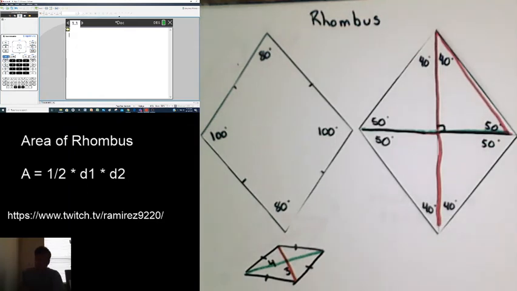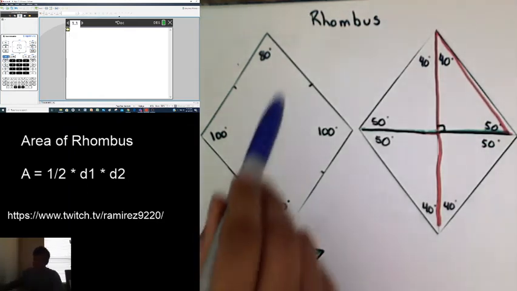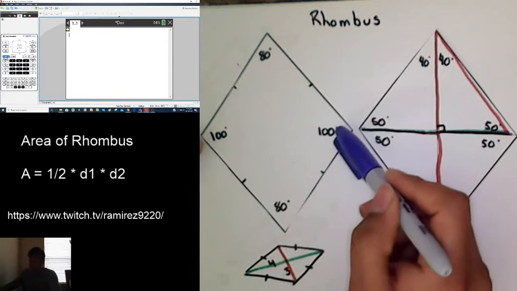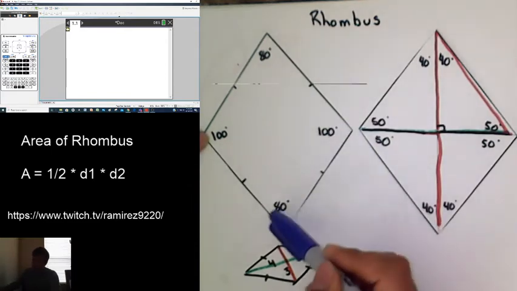There's a few properties I want to go over first before jumping straight into area. A rhombus is pretty much a slanted square, and as such, all sides are the same. Opposite sides are the same, making it a parallelogram. And since it's a parallelogram, you're going to notice how the opposite angles end up being the same.